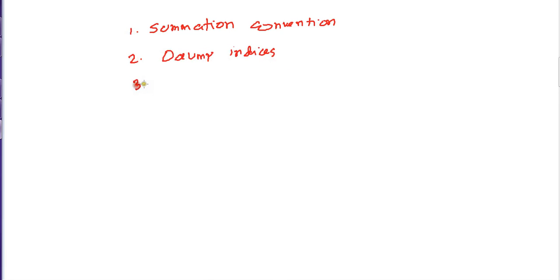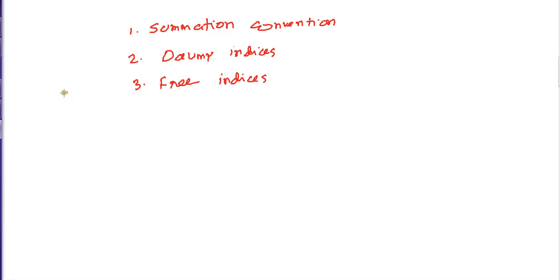So in this lecture, I'm going to help you understand what the summation convention is. It is part of tensors. Number one, summation convention. Number two, dummy indices. Number three, free indices. These are really important, especially if you study tensors. We must know what the summation convention, the dummy indices and the free indices are, because these are very basic concepts.